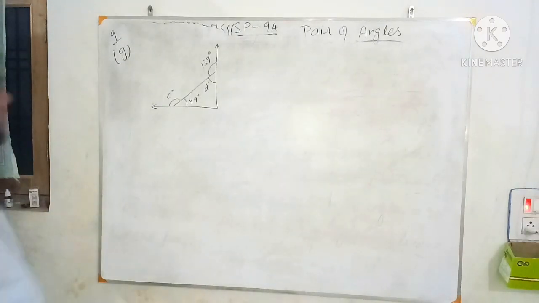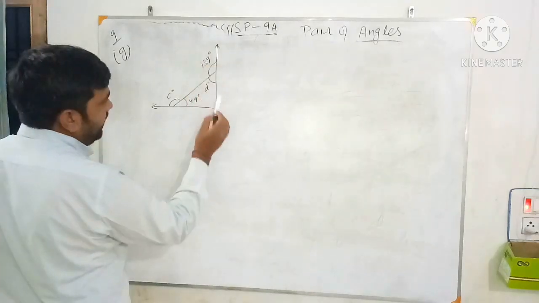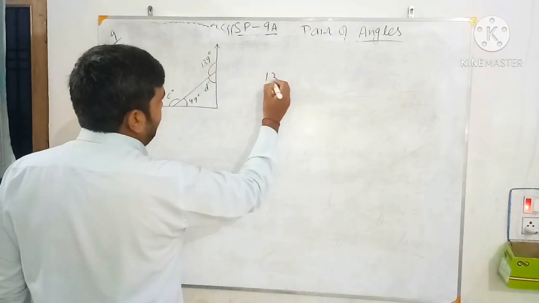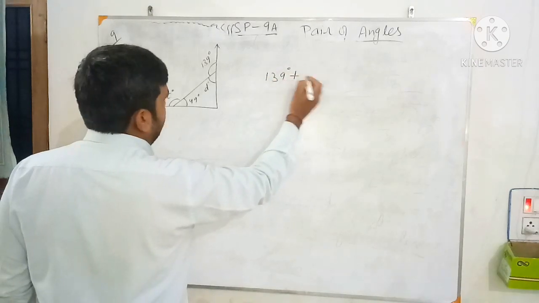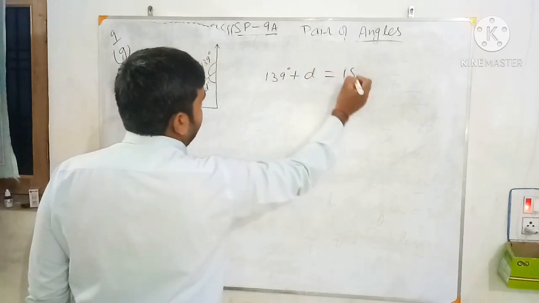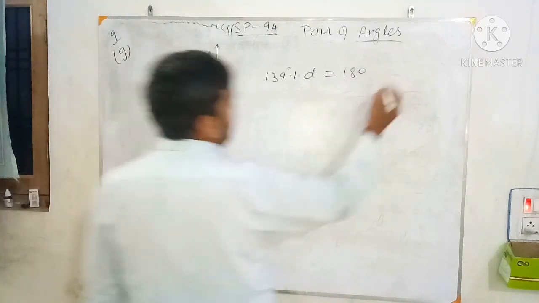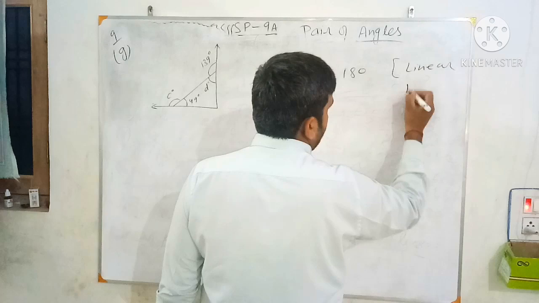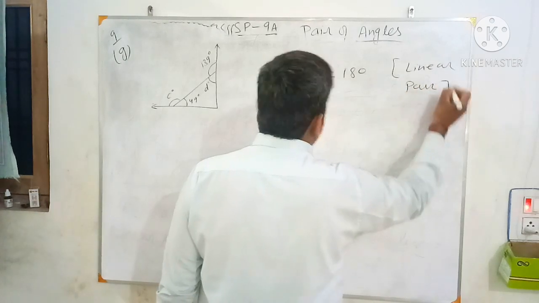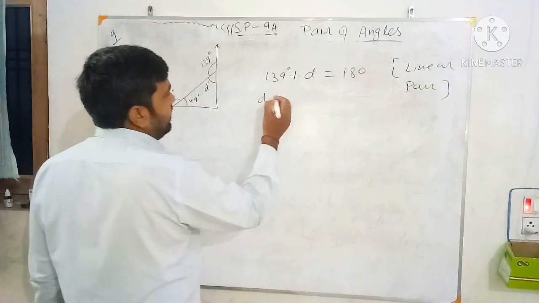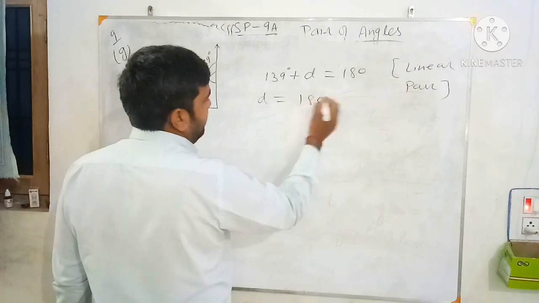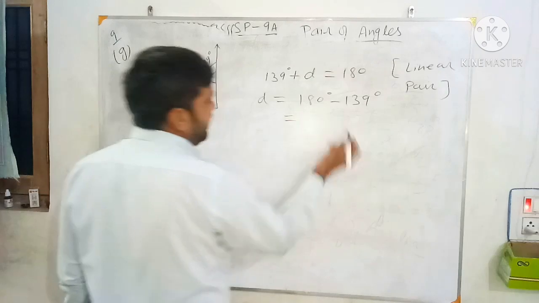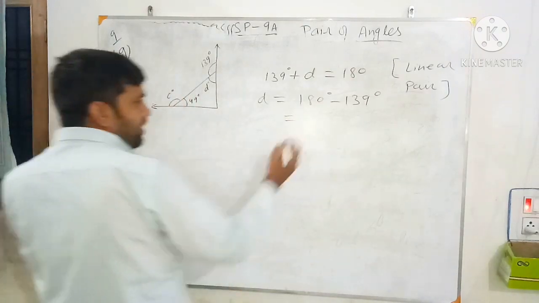Now see, these two angles are made on a straight line. So the sum of 139 degree plus D is equals to 180 degree. Reason: linear pair. Same reason, what you quote? Linear pair. So you can get the value of D as 180 degree minus 139 degree. So 180 minus 139 gives you what? 41 degree.